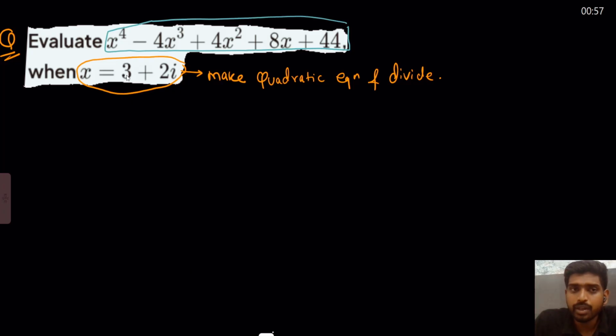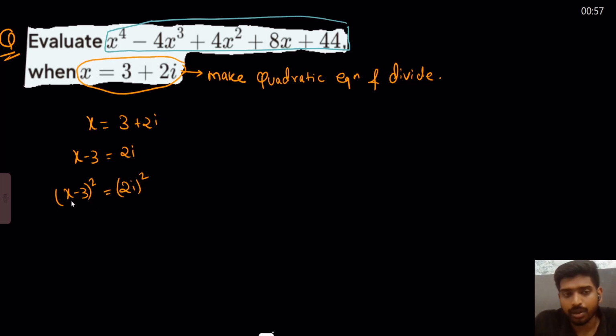So to make a quadratic equation, what will I do? I will send 3 to the other side. They have given x is equal to 3 plus 2 iota. This I can write as x minus 3 is equal to 2 iota. Now I will square both sides. So I will get x minus 3 whole square is equal to 2 iota square. Got it? Now expand. So here I will get x square plus 9 minus 6x is equal to 4 iota square. 4 iota square is what? Minus 4. Got it? Next, send this minus 4 to the other side.